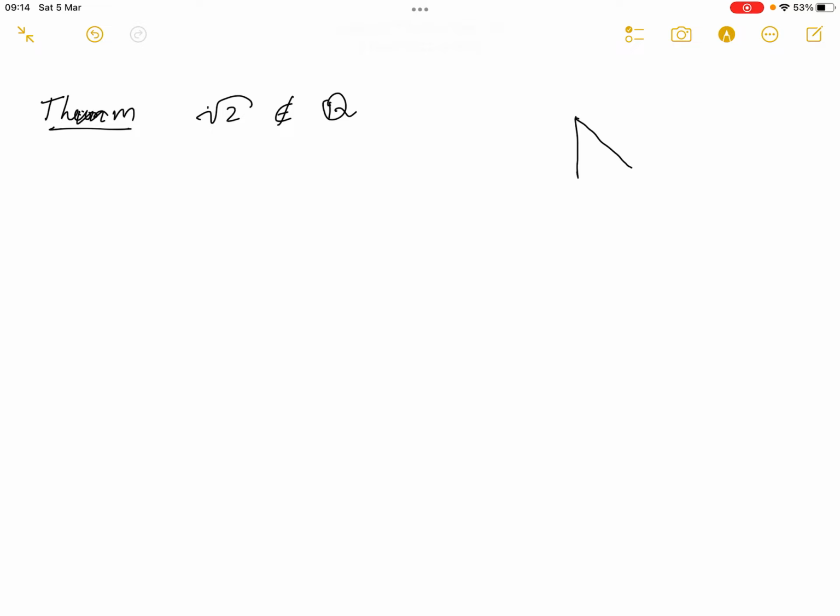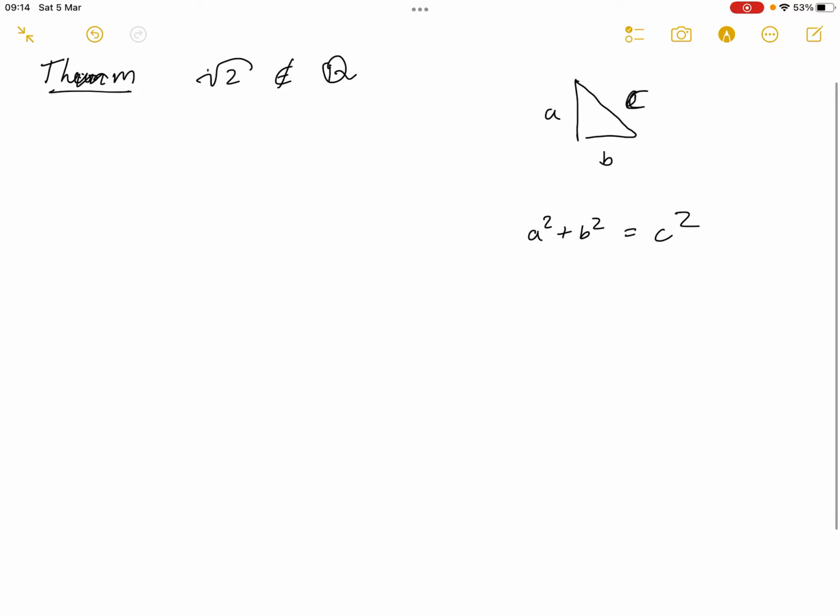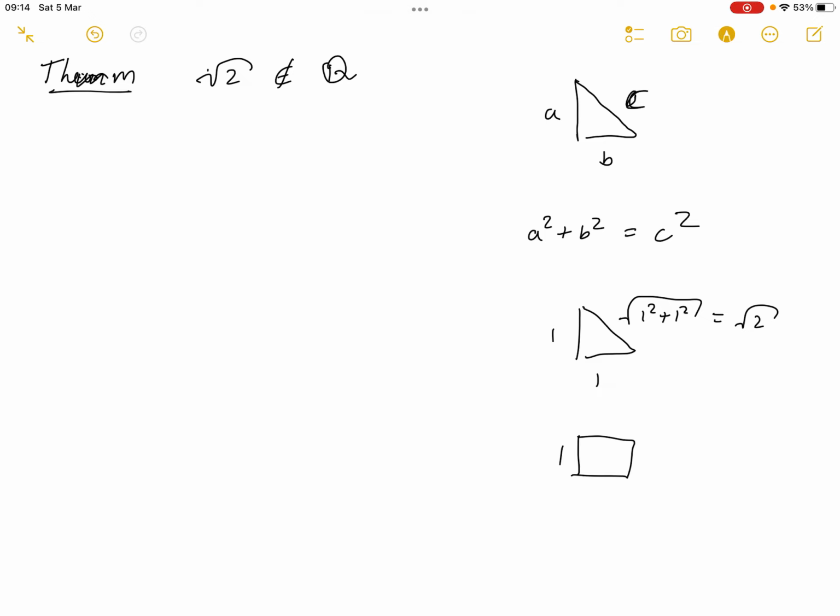Well, if you remember Pythagoras' theorem, which says that a squared plus b squared is equal to c squared, if a and b are 1, then what we have is that this side will be square root of 1 squared plus 1 squared, which is equal to the square root of 2, right? And so that's square root of 2. That's if you have a square of side length 1, and you cut it across, the length of this side will be square root of 2.